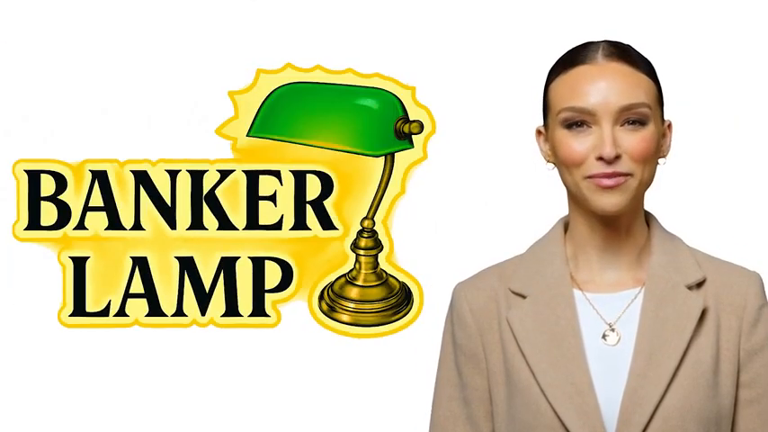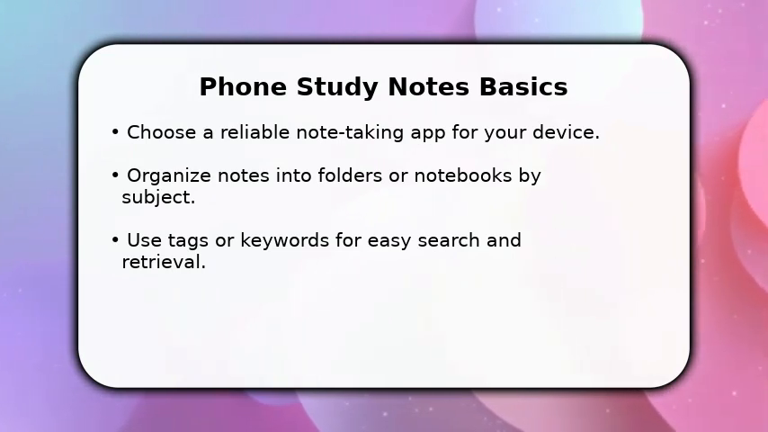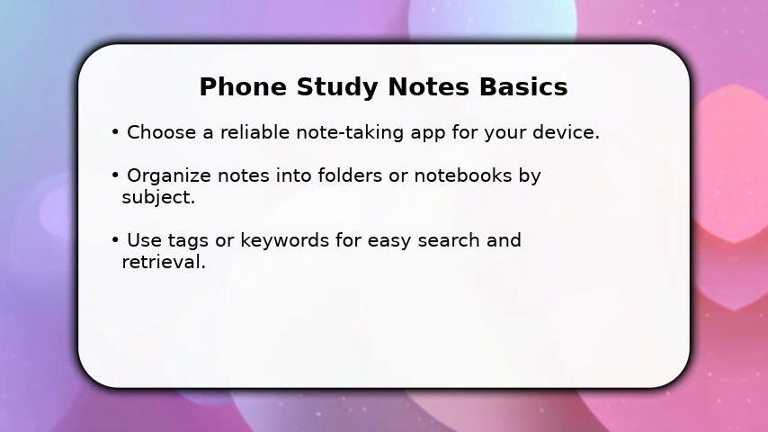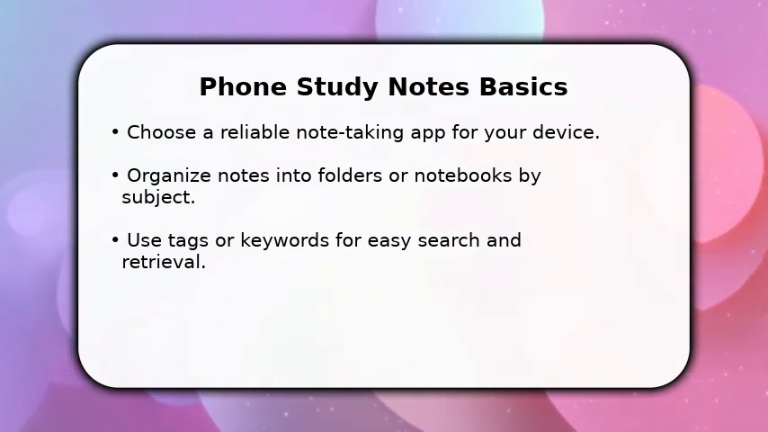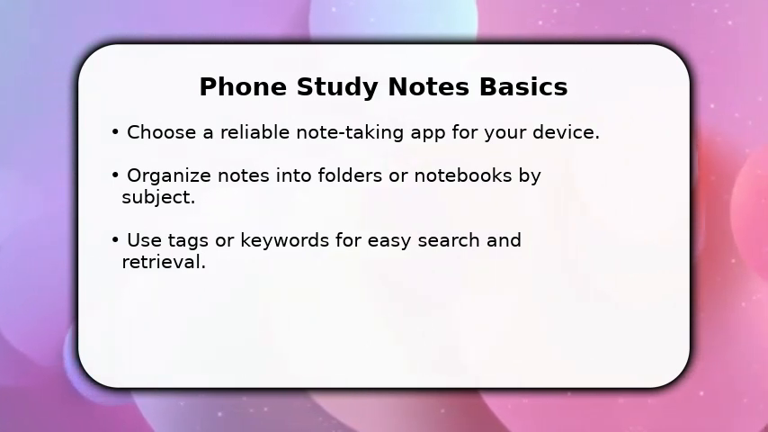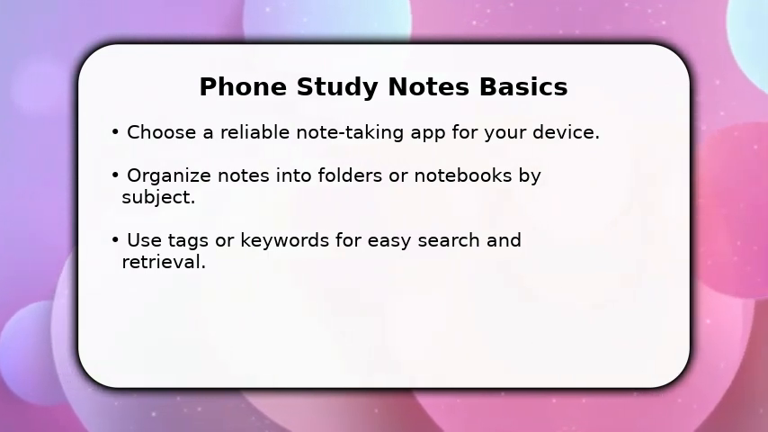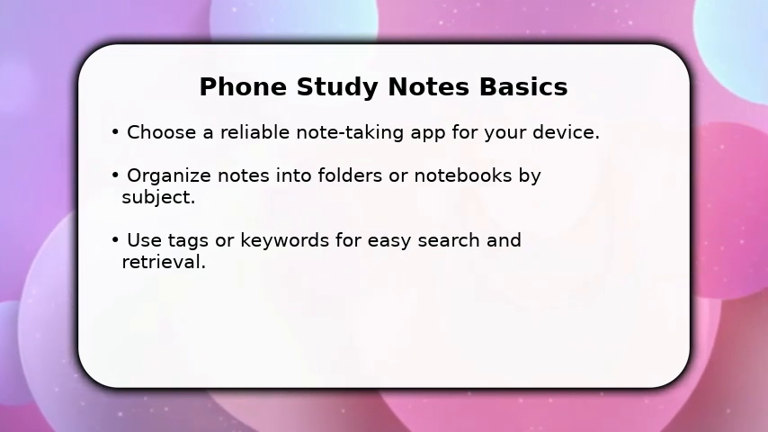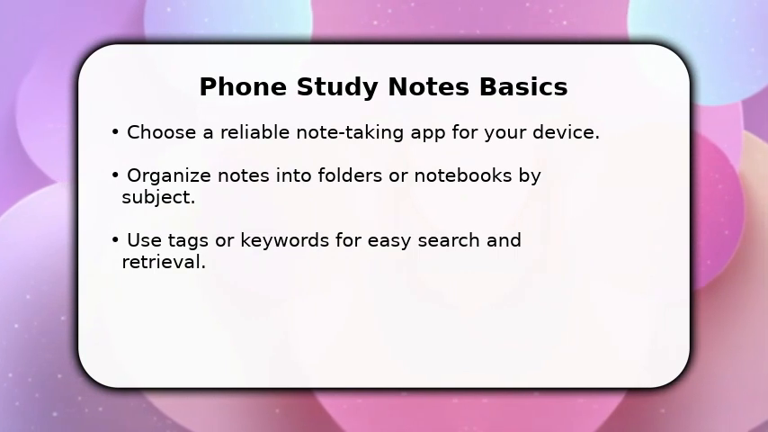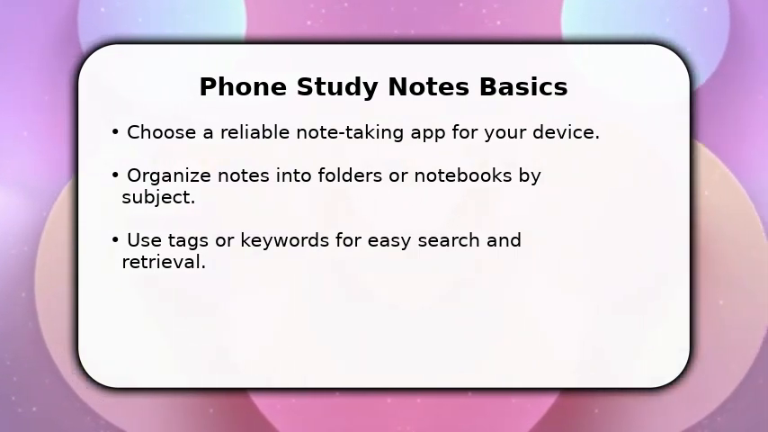Please enjoy the video. In this video, I will explain how to make study notes on your phone. First, select a note-taking app that suits your needs, like Google Keep or Evernote. Next, create a clear organizational structure using folders or notebooks for different subjects or courses. This helps keep everything tidy and accessible. Remember to use tags or keywords within your notes to make searching for specific information quick and efficient. This foundational setup is crucial for effective mobile studying.